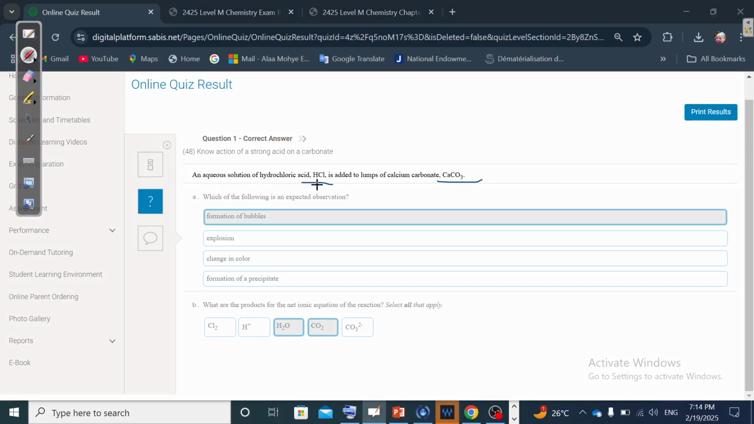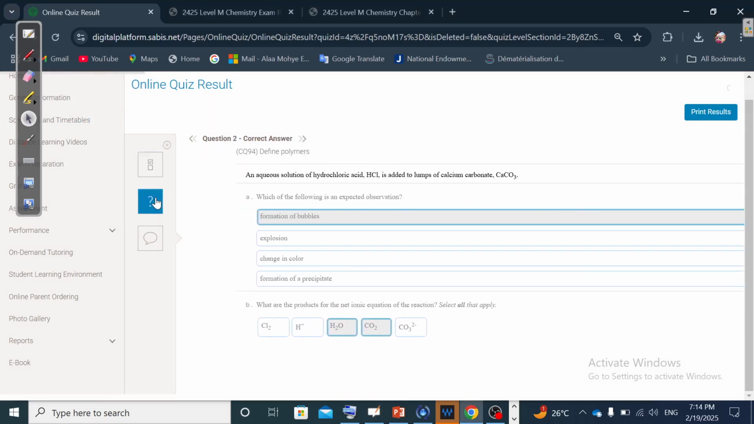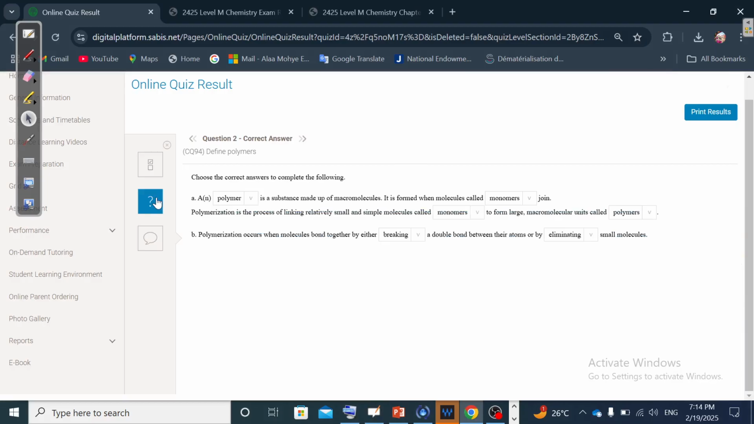An aqueous solution of hydrochloric acid is added to lumps of calcium carbonate. Which of the following is an expected observation? Obviously, formation of bubbles. You should know this by now because we did it many times before: when an acid is added to a carbonate, it produces carbon dioxide which forms bubbles. And its net ionic equation is H2O plus CO2. Moving on. I was going fast in that question because we did it many times before.